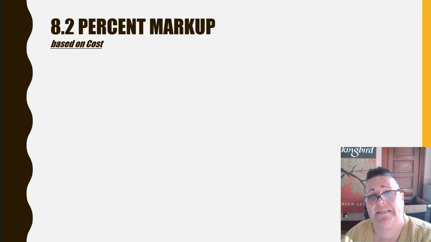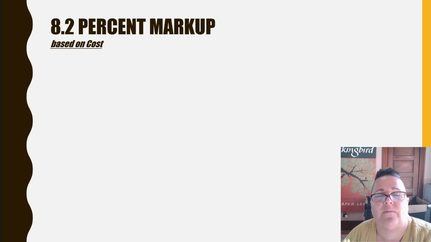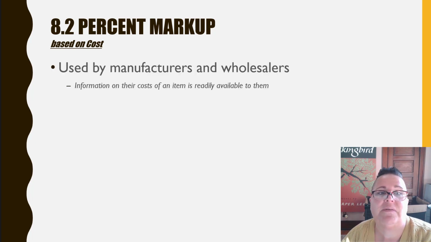So, a couple of things to start. Markup based on cost, which is a very specific realm for this. Markup based on cost is used by manufacturers and by wholesalers. Their information on the cost of the item is readily available to them, and it's controllable to a certain extent. So if you're the one creating the item, if you're the one fabricating it, if you're the one producing it, you have some control, or your business has some control over the quality of the items that go into making that particular good, right?